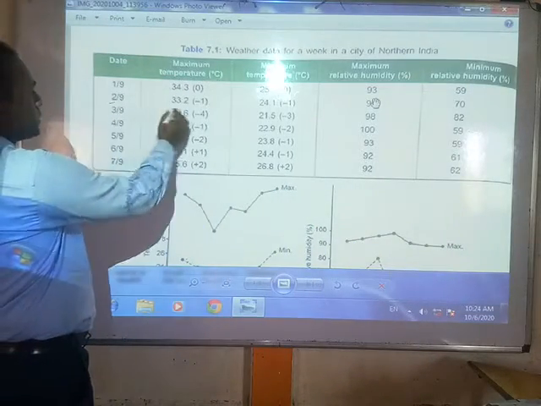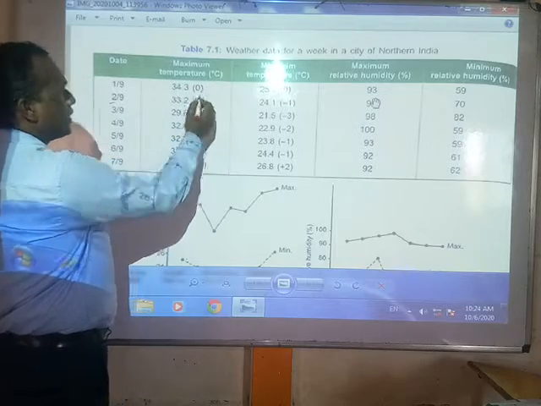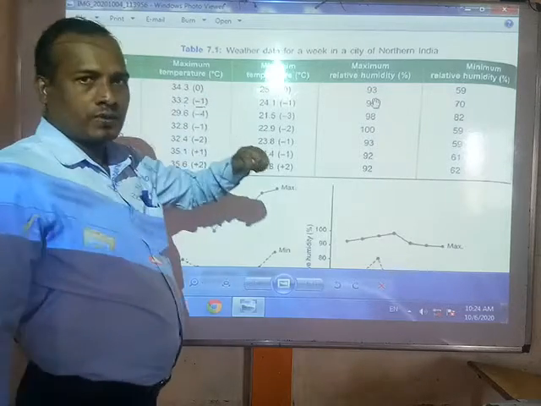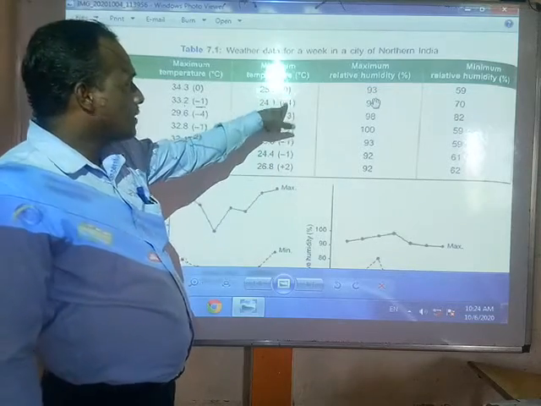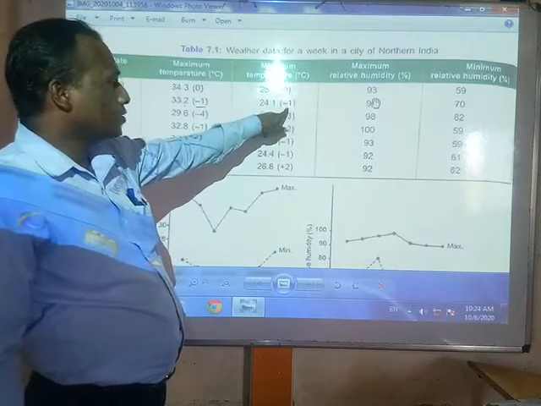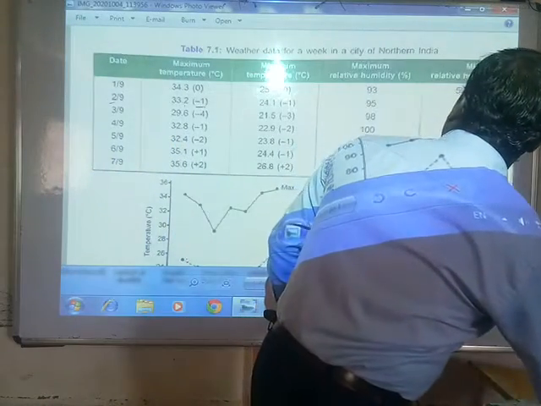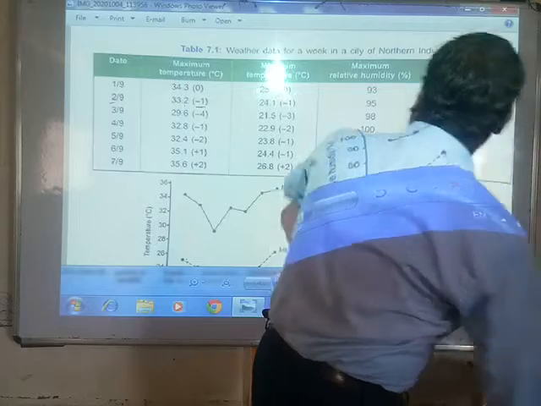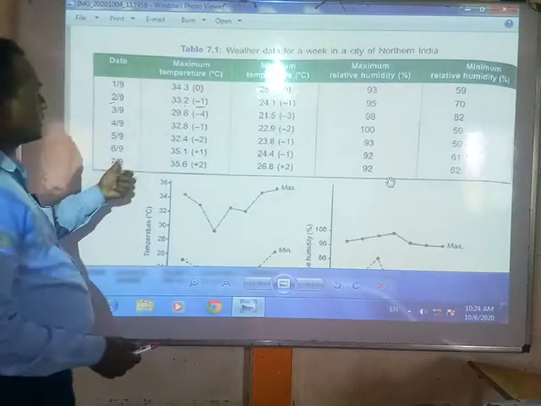The second date also, friends: 32.2, that is 33.2, -1 degree. That means 1 degree less than the average temperature. The minimum temperature is also -1, meaning 1 degree less. Here the maximum relative humidity is 95, and the minimum is 70. Like that, they have taken all 7 days.